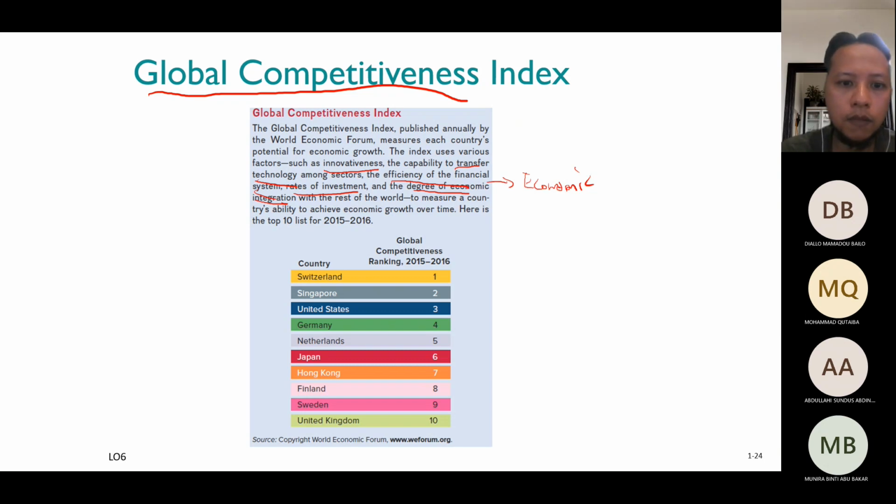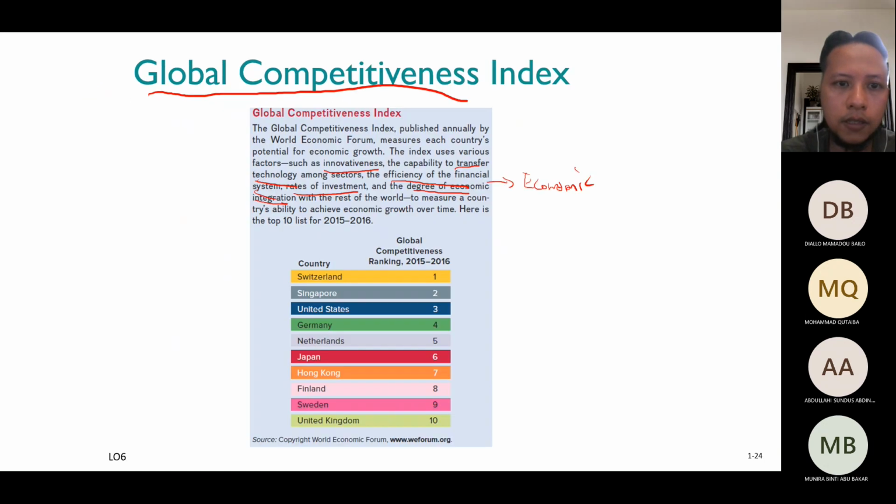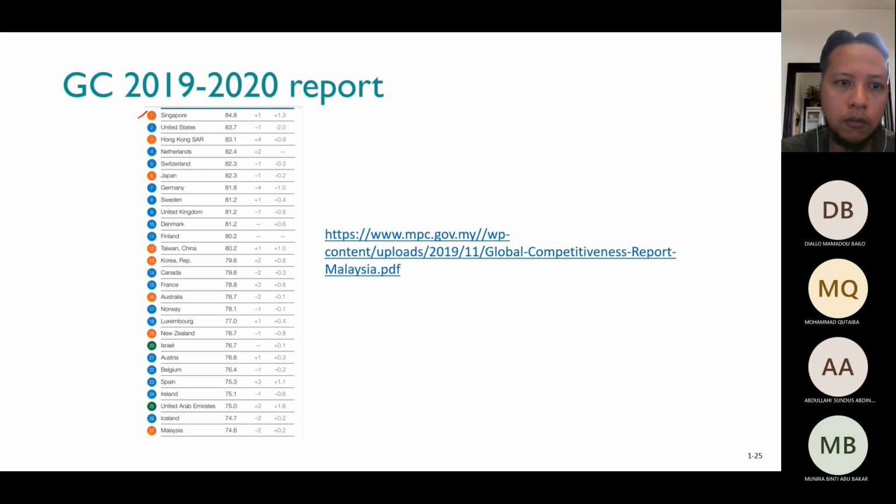Okay, so this was the competitiveness index back in 2015-2016. This is, I think, the recent one. In the recent competitiveness index, the most competitive country is Singapore. This is in terms of these factors I mentioned just now: innovativeness, transfer technology, financial system, rate of investment, degree of economic integration. Singapore is number 1, followed by United States, followed by Hong Kong. Malaysia is 27 in terms of competitiveness.